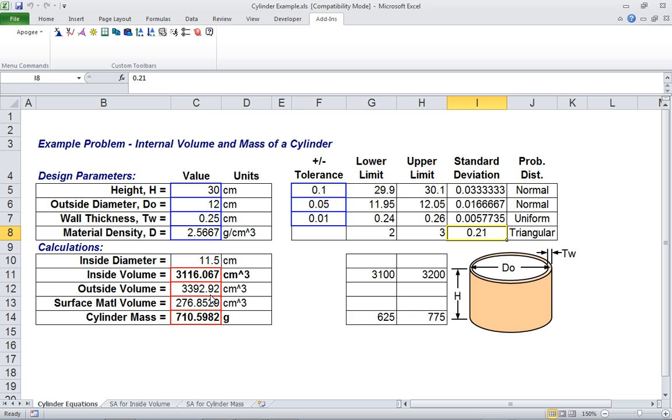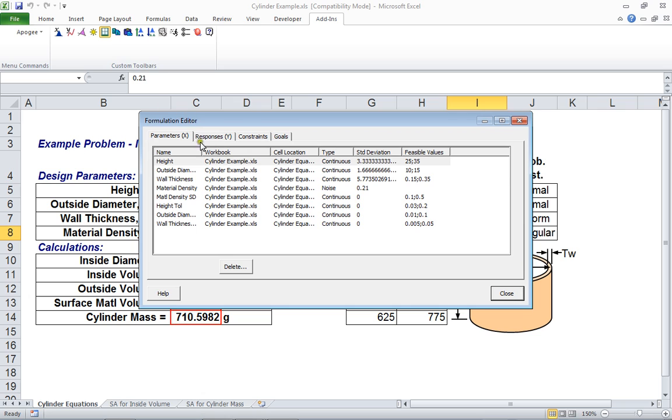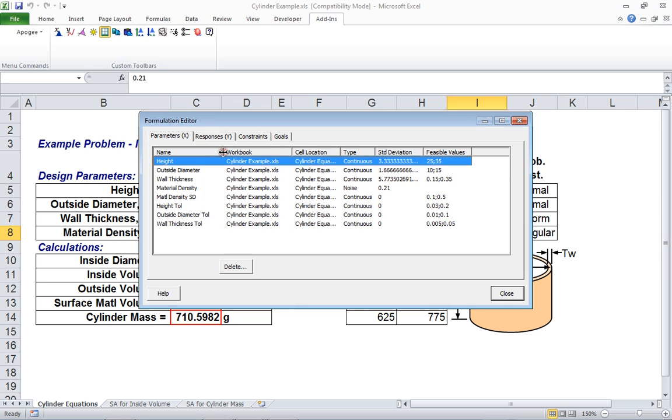Okay, so we've defined our X's, and we'll go look at these in the formulation editor. And we see the name for each one of these X's, the type of parameter it is, the standard deviations that have been assigned, and the feasible values that have been assigned for these also.